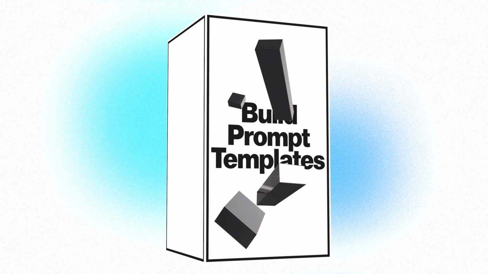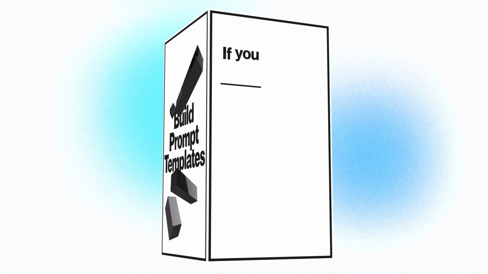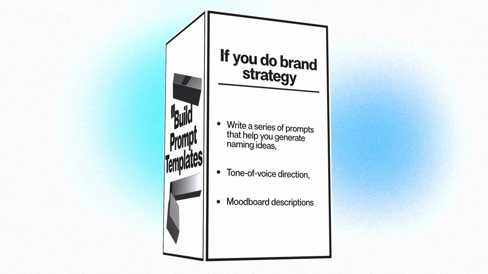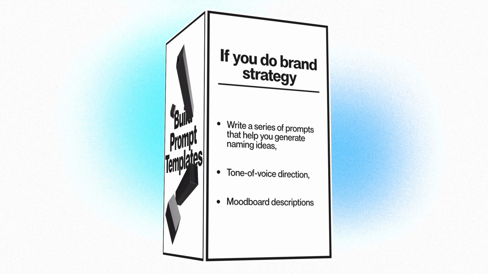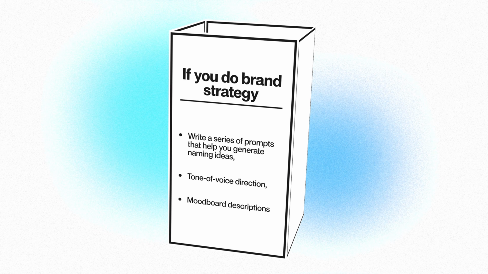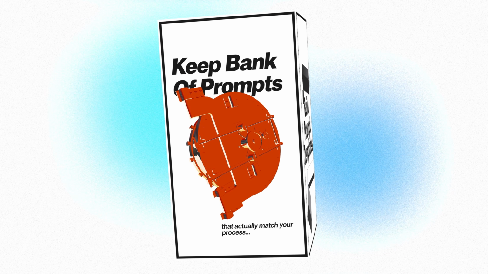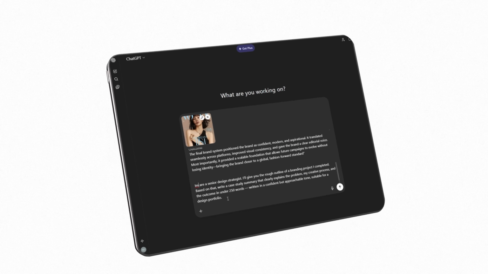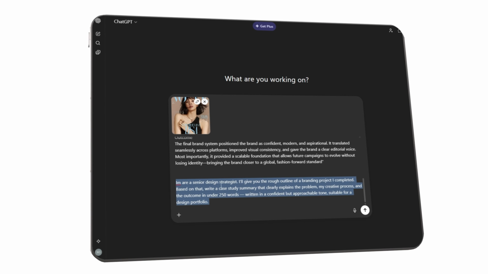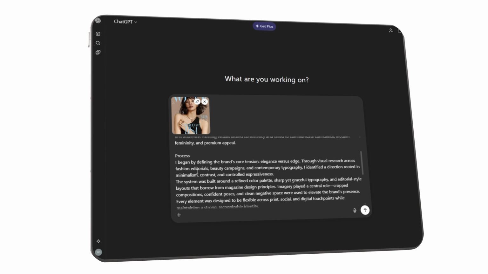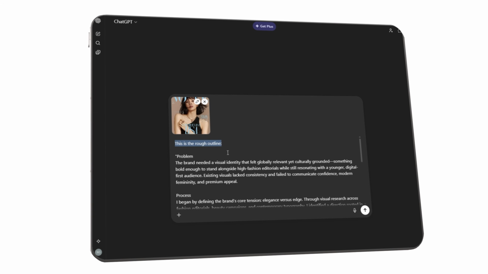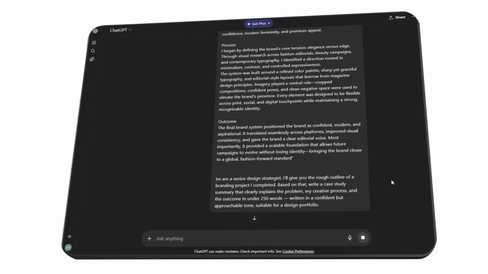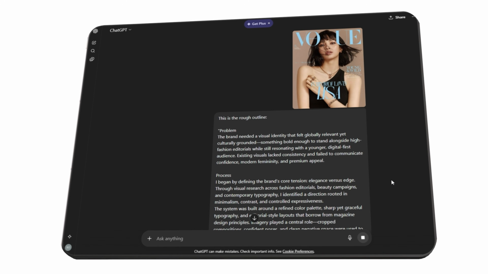You can also build prompt templates based on how you already work. So if you do brand strategy, write down a series of prompts that help you generate naming ideas, tone of voice direction, or mood board descriptions, and then refine those over time. Save and organize them and keep a bank of prompts that actually match your process. When you're building decks or proposals, have AI assist with the slide outlines or writing support copy. And of course, don't use anything as concrete. You need to go in and edit it yourself afterwards. You've already done the thinking. AI just helps you format and communicate it more effectively.